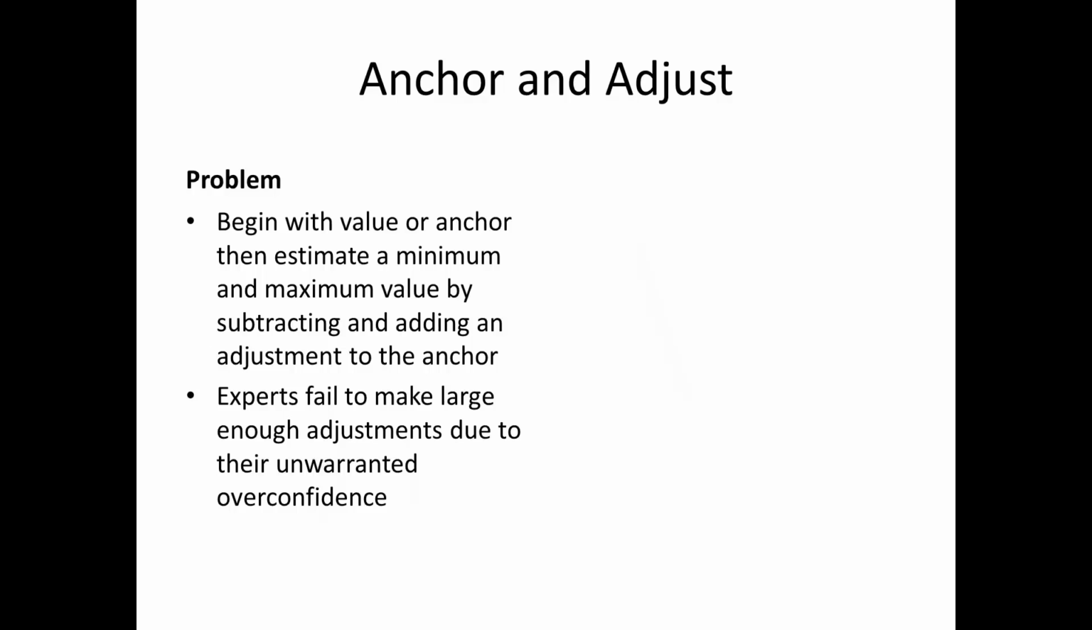Some of the problems that you run into with this overconfidence is because we use this anchor and adjust heuristic. People tend to begin with a value that's called an anchor. Then they estimate a minimum and a maximum by subtracting and adding an adjustment to this anchor. The problem is experts fail to make big enough adjustments because they're overconfident. And the solution is fairly simple. Don't begin with an anchor.